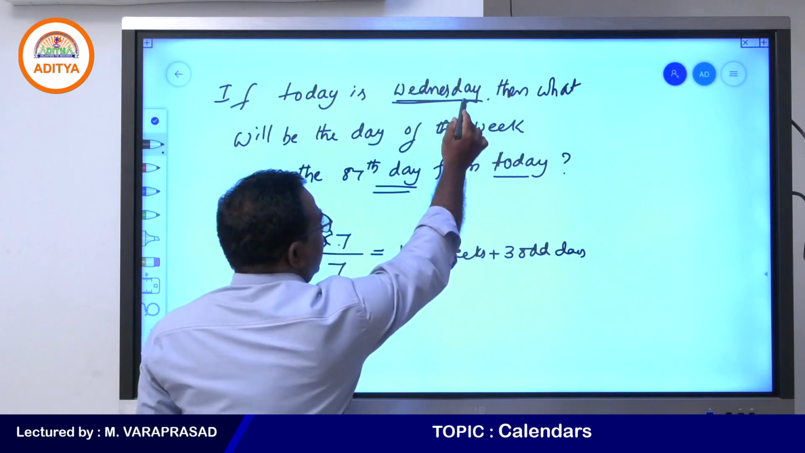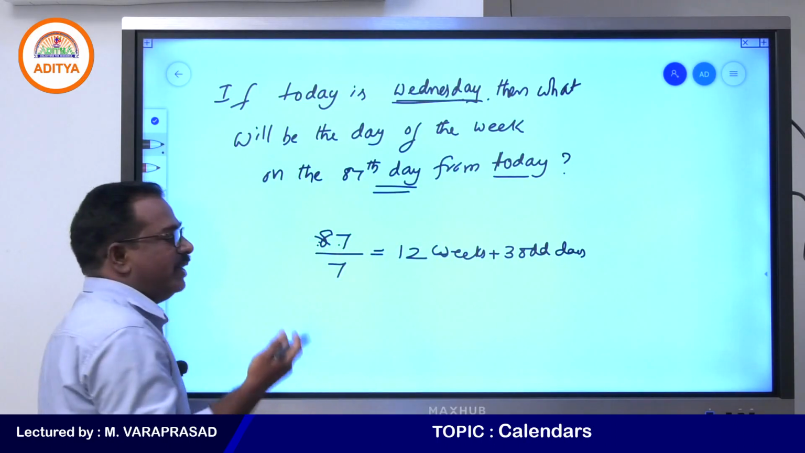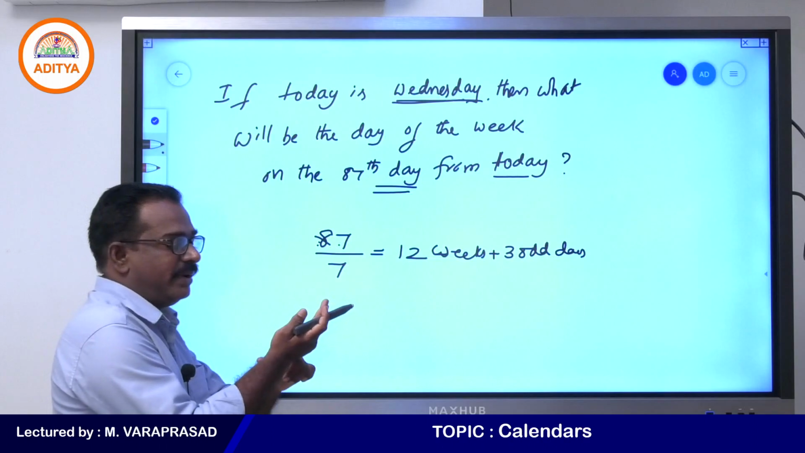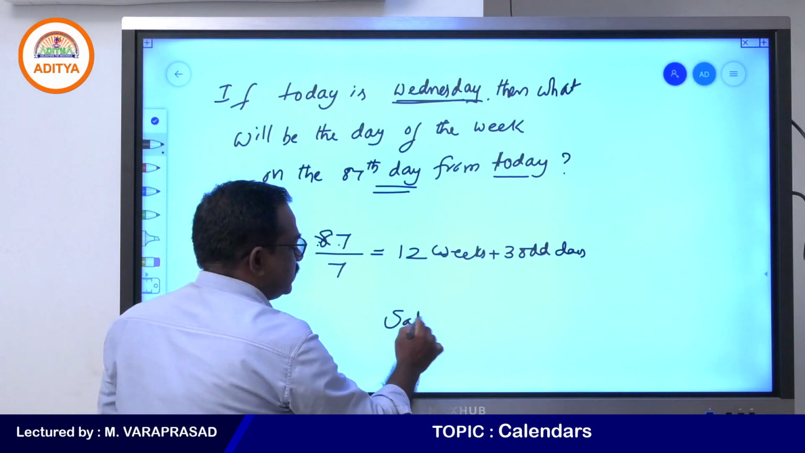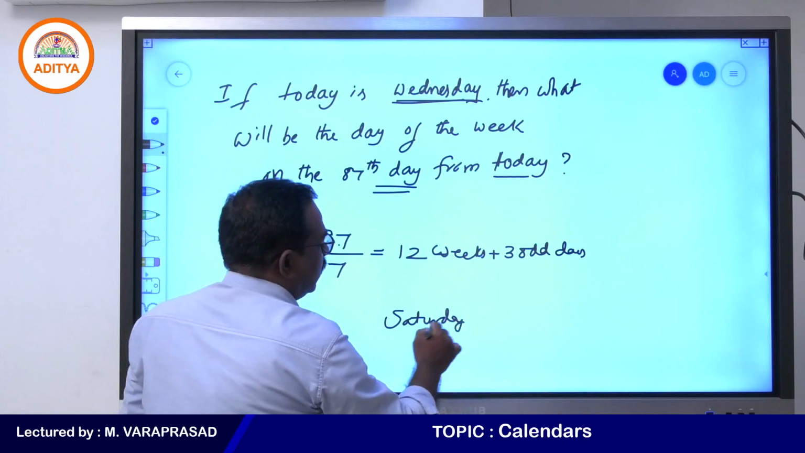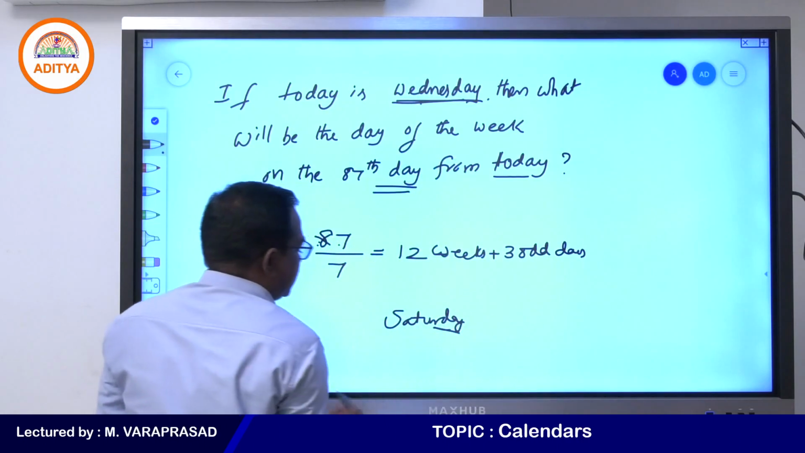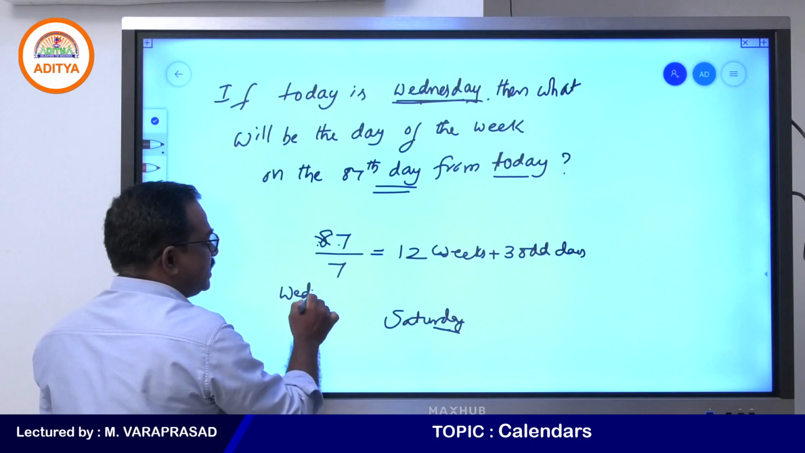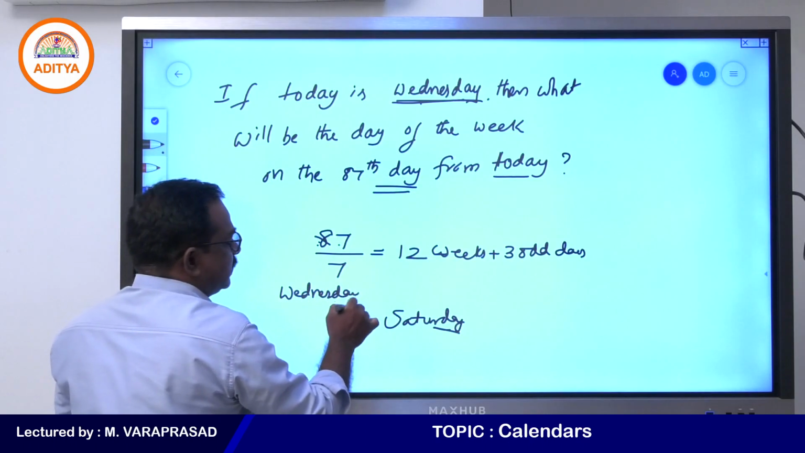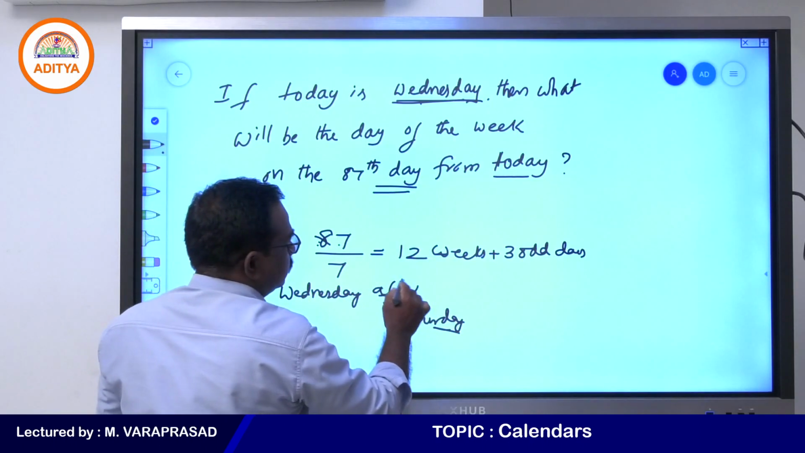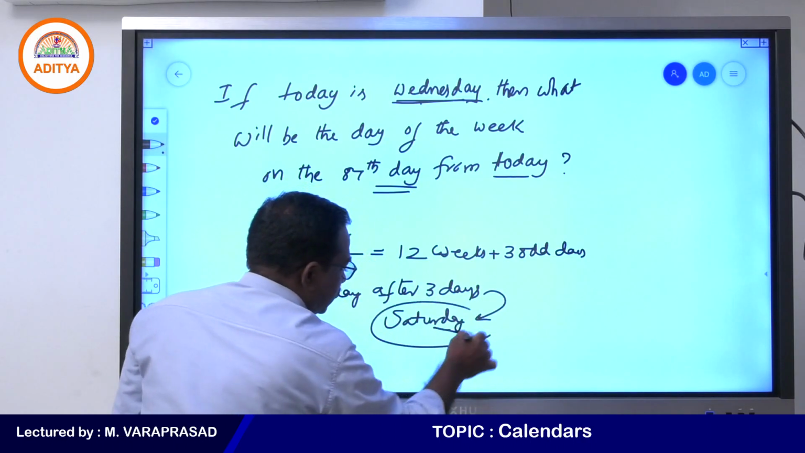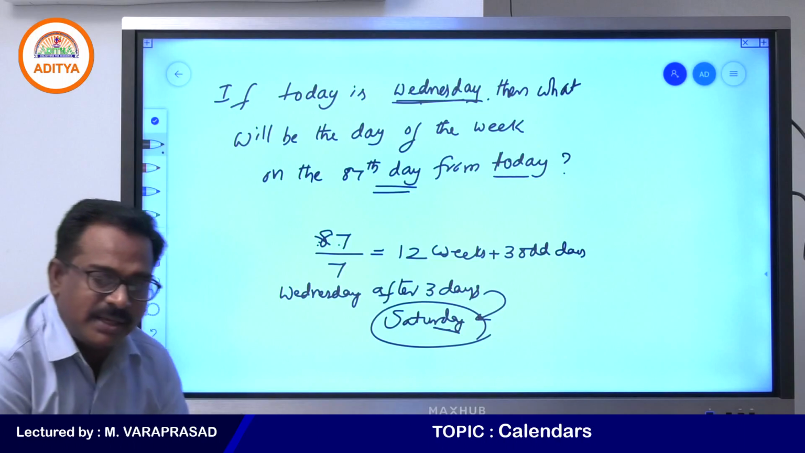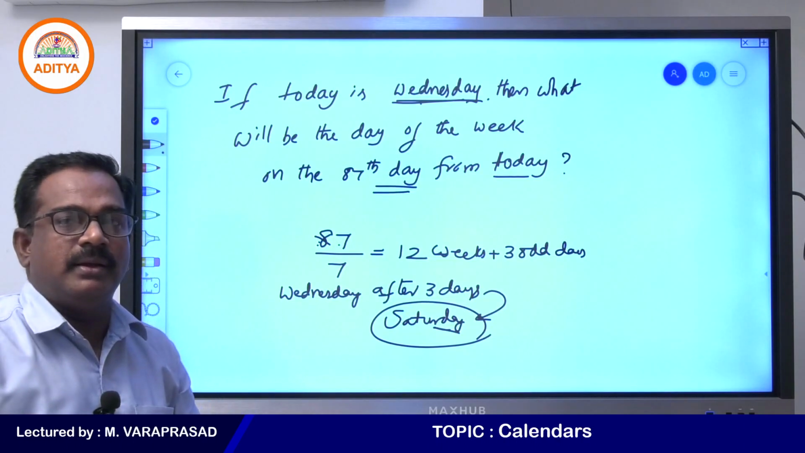Starting from Wednesday onwards, we need to count 3 days. Wednesday after 3 days: Thursday, Friday, Saturday. So that is Saturday. When days are given, we can convert into weeks.